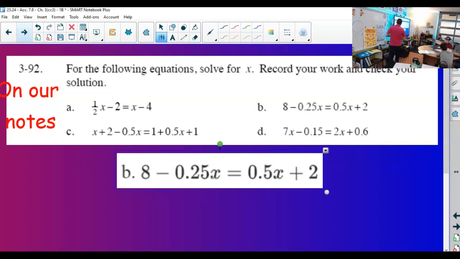So for b, I got my x's on both sides again. Now, which x should we pick to get rid of? Whichever x is negative. I don't like negatives, right? I don't like bad attitudes. I don't like whiners. If there's a positive x and a negative x, I would default to get rid of the negative x.